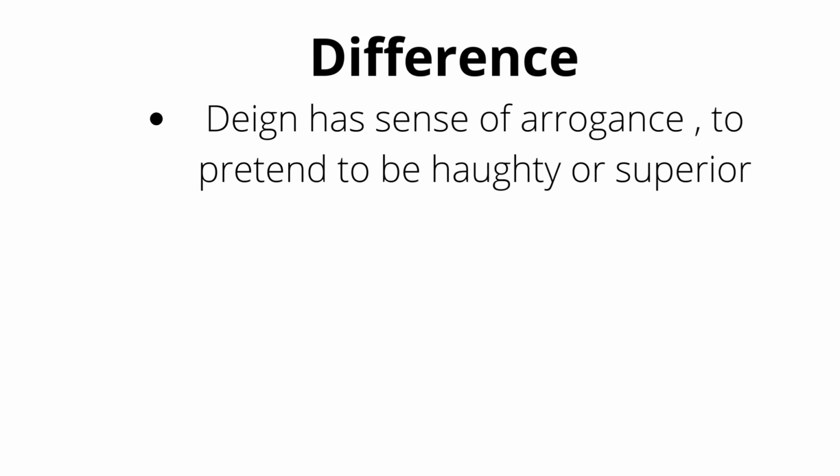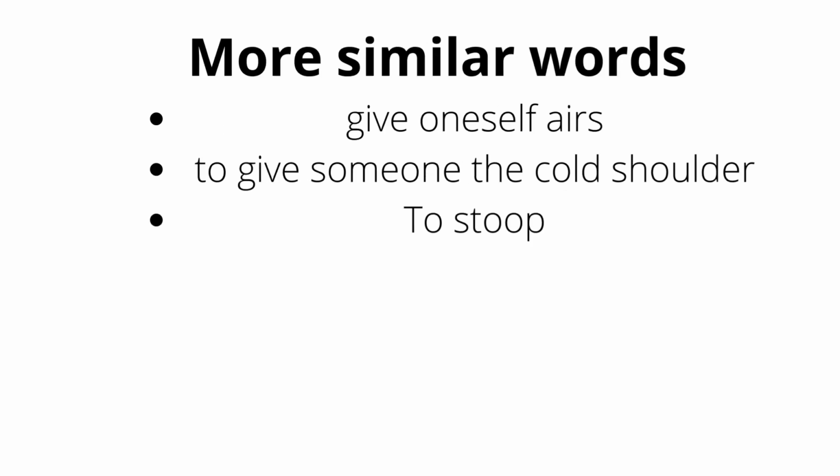Now there are some similar words which are also used in sentences. We will discuss them separately in some other videos, which also have a little bit of a similar sense to these words. For example, give oneself airs. This is an idiom. To give someone the cold shoulder. To give oneself airs is to behave in a superior way, and to give someone the cold shoulder means to ignore deliberately, to stoop to a low level.